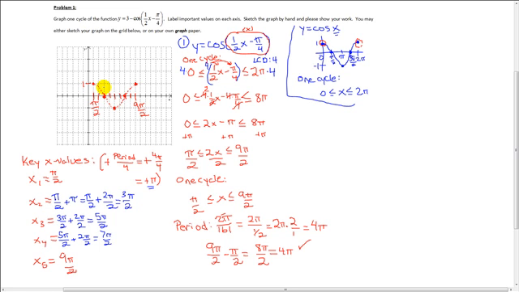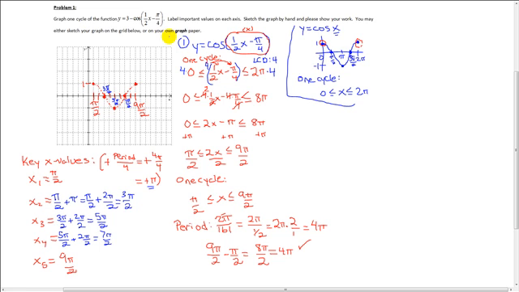Again, to find the next key x value, I take the previous x value and add pi. So I'll write it as 2 pi over 2, and that gives me 7 pi over 2. Now note that if I added 2 pi over 2 again, I would have 9 pi over 2. So again, it's nice when everything lines up in that way.